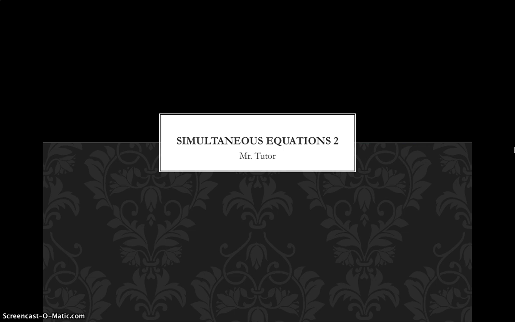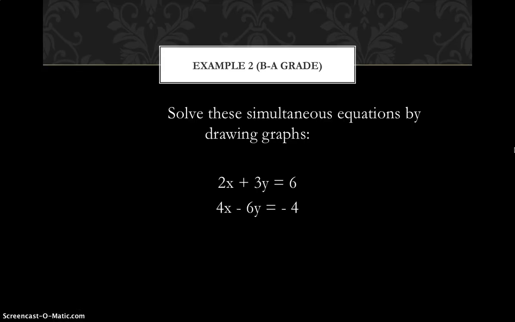We're going to carry on with simultaneous equations today with the second example, which is going to be a slightly harder example, including graphs, and it's going to be the linear graphs. So the first question is: solve these simultaneous equations by drawing graphs of 2x plus 3y equals 6 and 4x minus 6y equals minus 4.